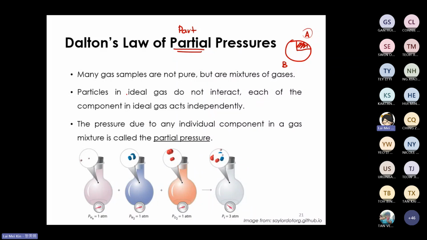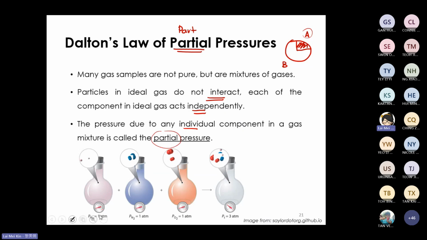When we talk about partial pressure, we have to keep in mind, number one, the gases do not interact. Do not interact means they don't have any chemical reactions, they don't form bonds. And number two, the gases act independently. Independently means they will give their own pressure. They don't care about any other gases around them. So these are two things that you have to bear in mind. Pressure from any individual gas in a mixture, we call partial pressure.